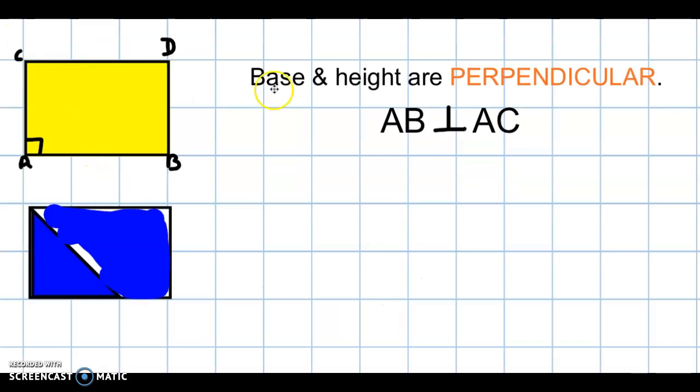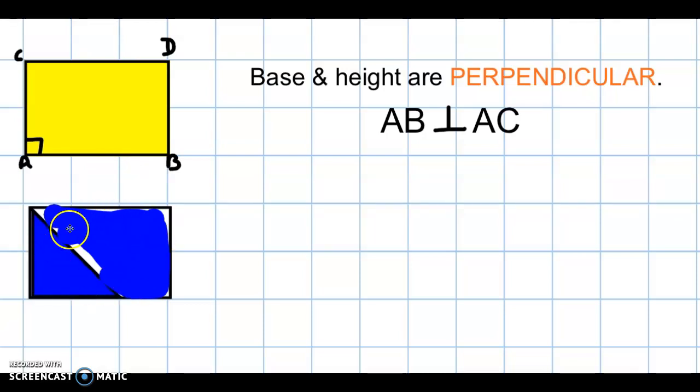So here's a rectangle, and you found the area before, length times width, or you could call it base times height. Base and height are perpendicular, which means they make a right angle. And here's the symbol for perpendicular. So if you know how to find the area of a rectangle, which you've done before, you could also find the area of a parallelogram.